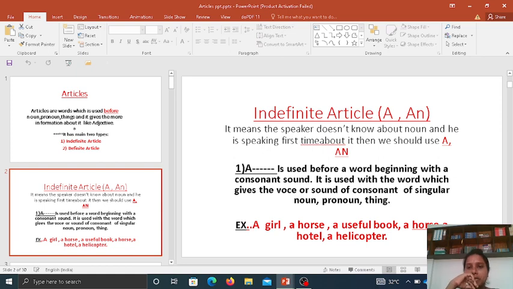First of all, you should understand the meaning of articles: a, an, the are all used singularly. And a is the indefinite article, and indefinite means uncertain, that is, not definite. There are some examples given. Examples are: a girl, a horse, a houseful book, a hotel, a helicopter, in this way.